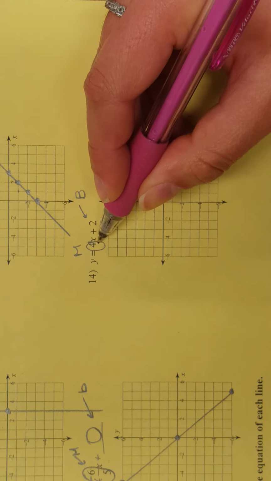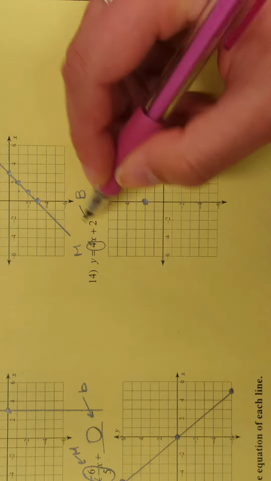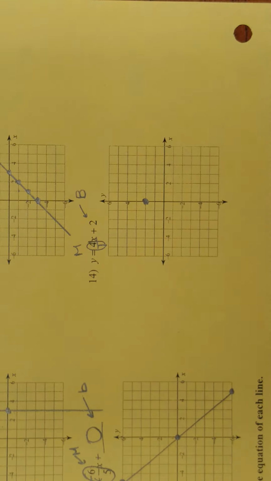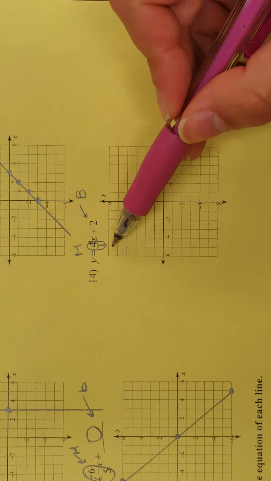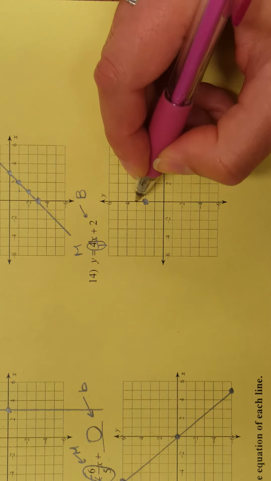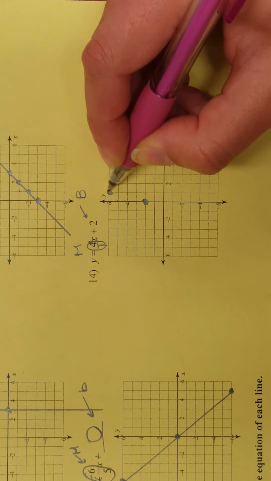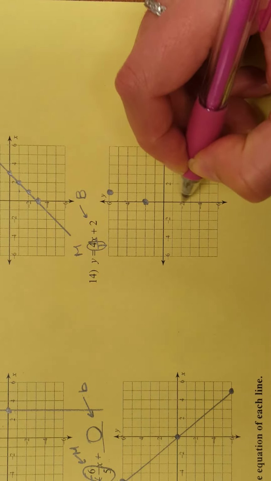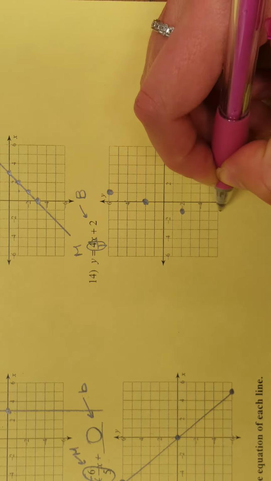My m is positive, so it means I'm going to increase by 4, but that's just my vertical change. I also need my horizontal change. 4 is a whole number, so it goes over 1. So I go up 4, right 1. Can't do that again, but I need 3 points, so I'm going to go down 4, left 1, and if I want to do it again, I can.